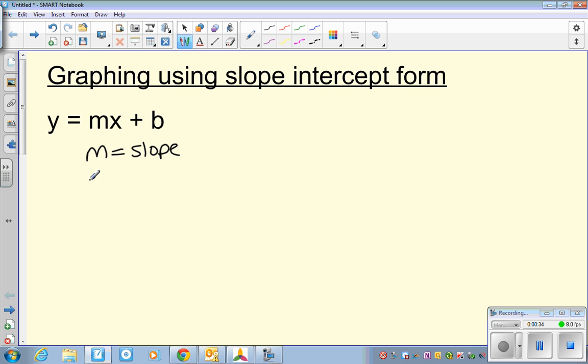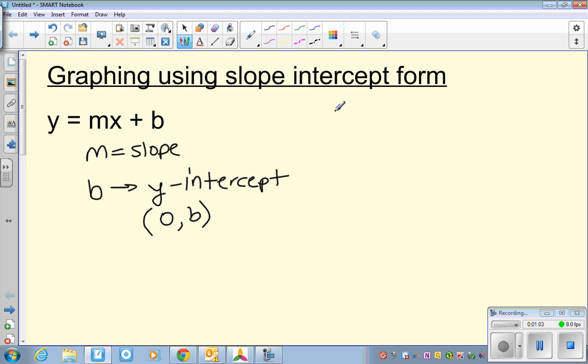And b actually stands for the y-intercept. That's why it's called slope-intercept form, because you have the slope and the y-intercept. Now when I say the y-intercept, you guys know that y-intercepts are always of the form 0, comma y. Well, here the y value is not just any y value, it's whatever the number b is. So our y-intercept is going to be 0, comma b.